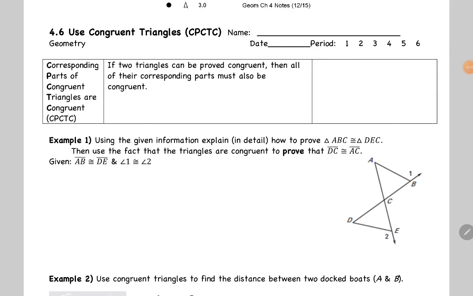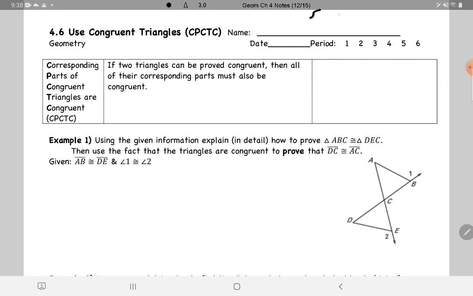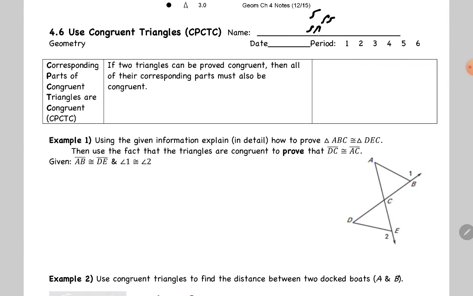So today in geometry, previously we learned about SSS, SAS, HL, AAS, ASA. So these are all the ways that we can show triangles are congruent.